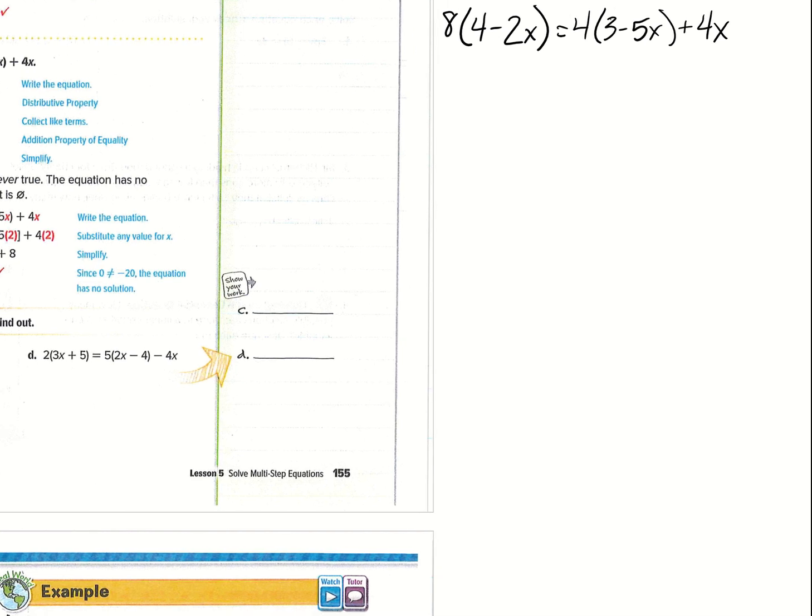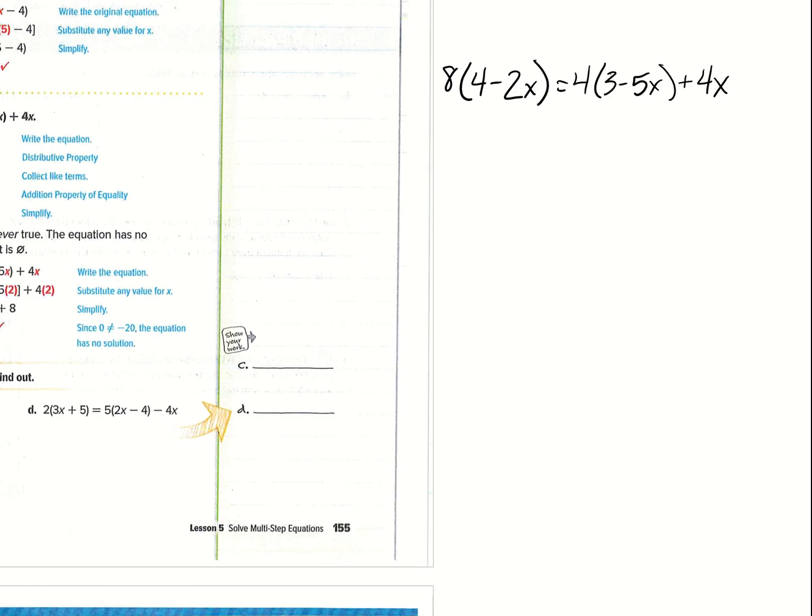I'll solve it for you again. So we have, again, the distributive property here and here. Again, that's multiplying. And we also will have it on this side. We're going to multiply there. We're going to multiply there.